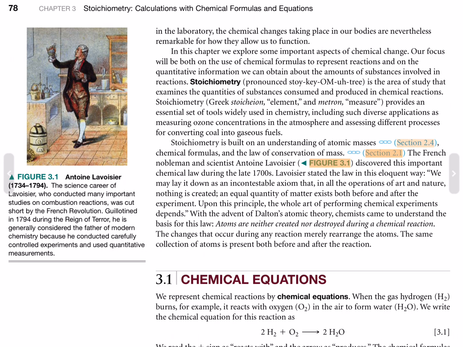Stoichiometry is built on an understanding of atomic masses, chemical formulas, and the law of conservation of mass. The French nobleman and scientist Antoine Lavoisier discovered this important chemical law during the late 1700s. Lavoisier stated his law in this eloquent way: "We may lay it down as an incontestable axiom that in all the operations of art and nature nothing is created. An equal quantity of matter exists both before and after the experiment. Upon this principle the whole art of performing chemical experiments depends."